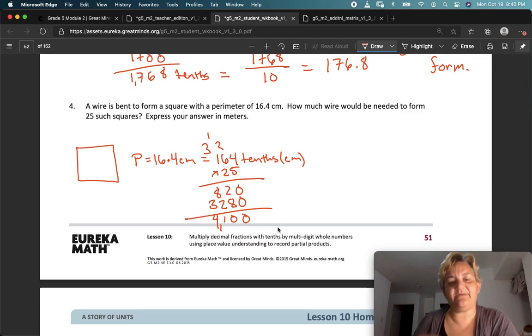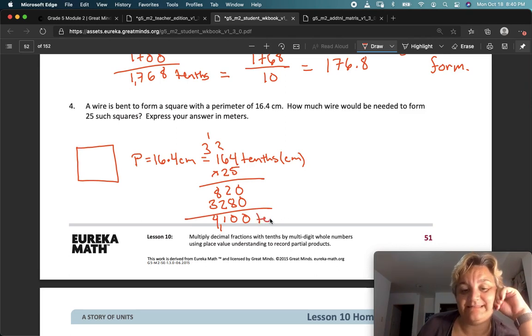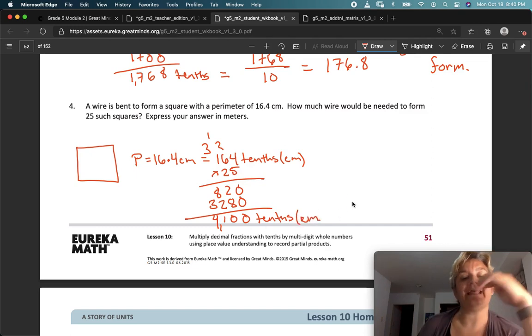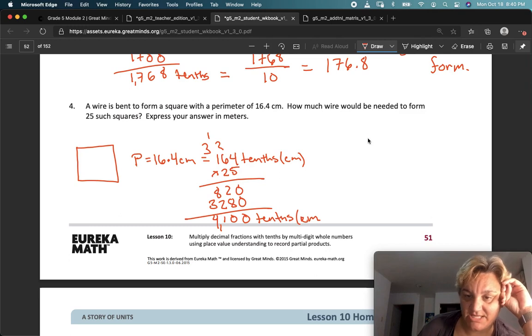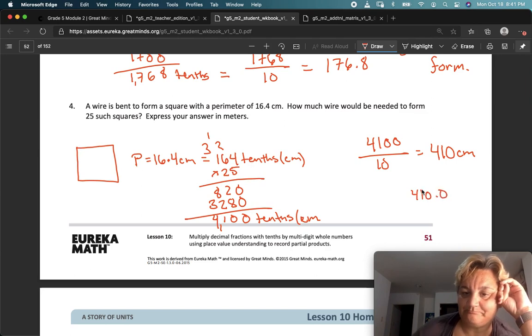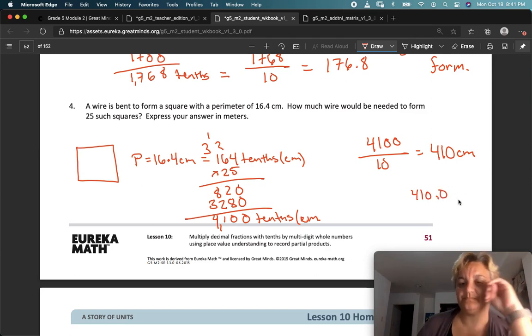Okay, so now we have 4,100 tenths. Okay, of centimeters, but we want to convert that back into standard form, so we're going to change that to 4100 over 10, which equals 410 centimeters. Nice. If you wanted to call it 410.0, you could too. You don't need to. All right.